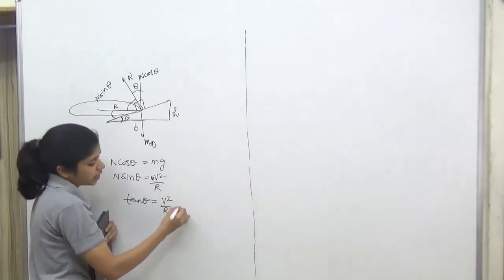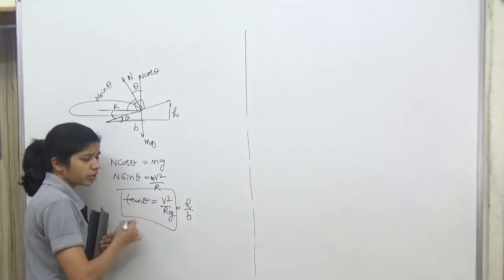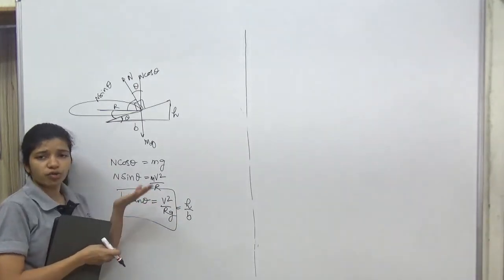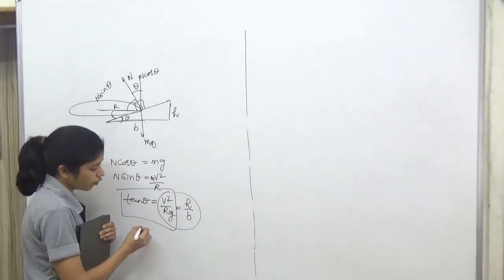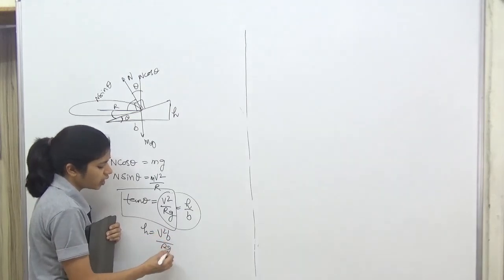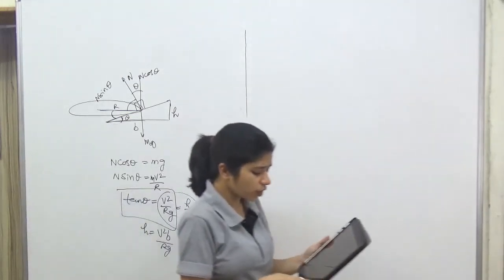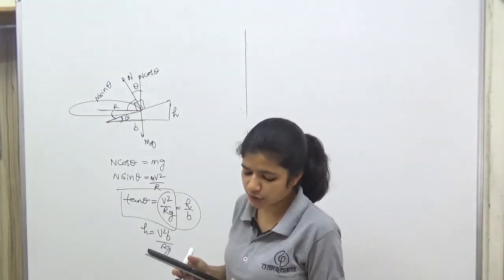Here we have tan theta is equal to h by b. If you remember this directly, because we have done it in 6-7 cases, tan theta is equal to v square by rg. So directly put this value, what will we get? h is equal to v square b divided by rg. So the height by which it is raised is v square b by rg.